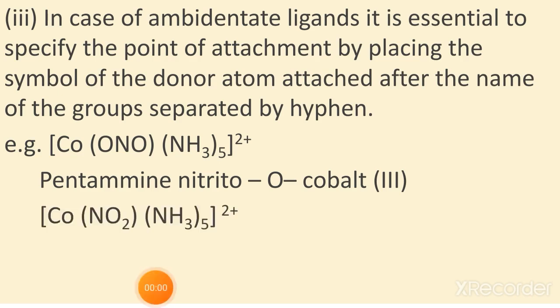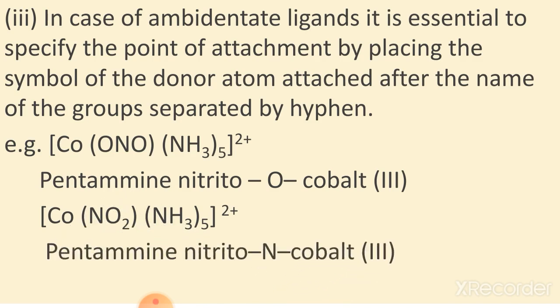Now, dear students, look at the second example. Here the complex is [Co(NO2)(NH3)5]²⁺. In this complex, only the attachment changes from the above complex. In the above complex Co is attached with the oxygen, but below it is attached with the nitrogen. So that's why you have to show the attachment with their donor atom.